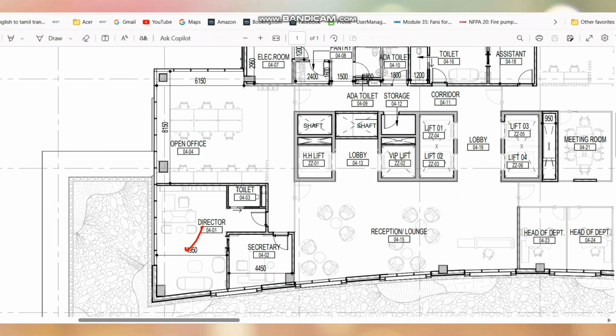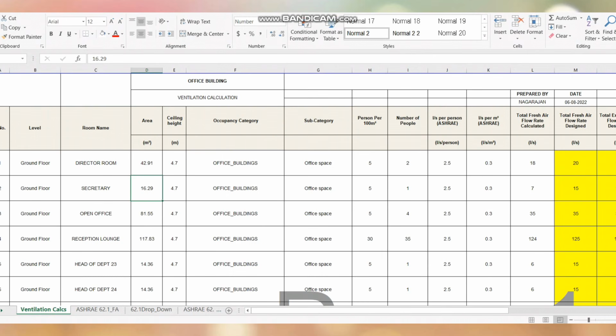Now we finish the director room. The next one is the secretary room. Secretary room 404-02. And after measuring the area of the secretary room, I added the value here, 16.29. This is the secretary room. And the ceiling height is the same. There is no change in the ceiling height. This is the office building, and also the subspace is also office space.